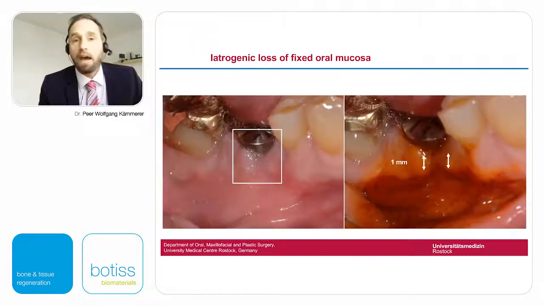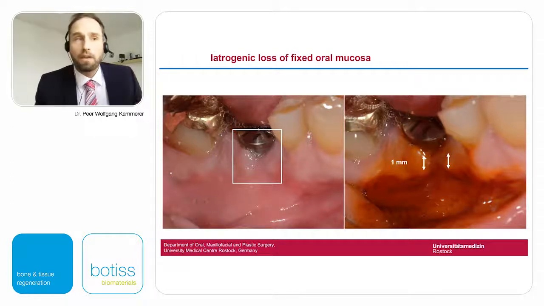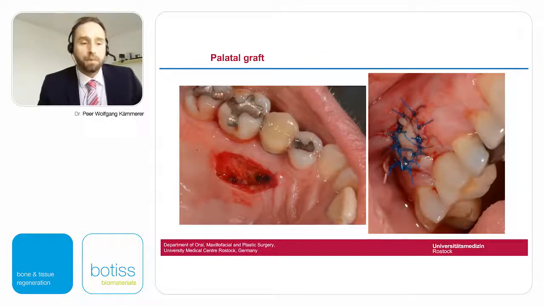But if you see now, we have problems with the soft tissue, because this is a Lugol stain, which stains the mobile gingival tissue in dark brown and the fixed tissue in less dark brown. And you see we do not have a sufficient height of fixed mucosa. We have less than 1 millimeter, and in this part there's not even 1 millimeter of fixed mucosa, just because we had to do the closure of the augmented site. So what can we do?